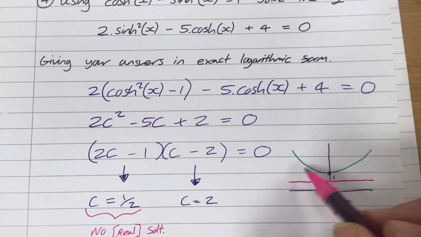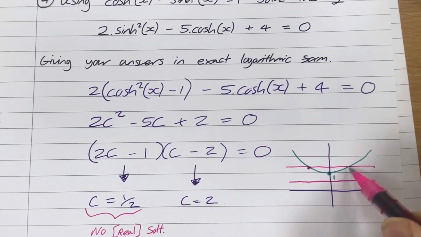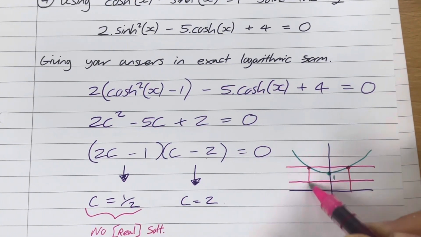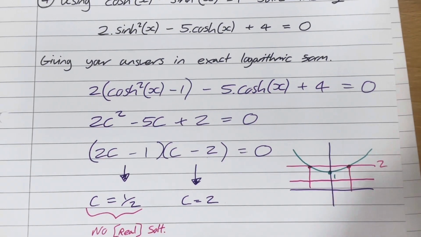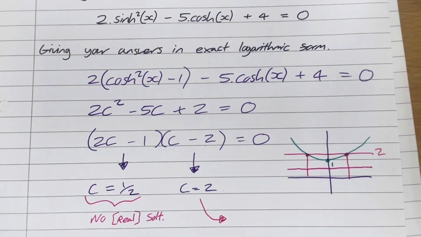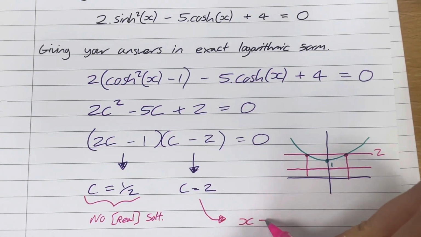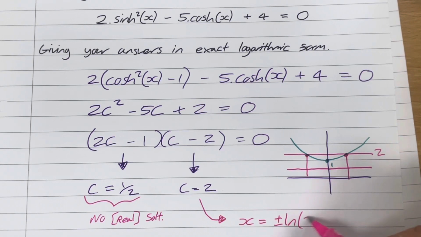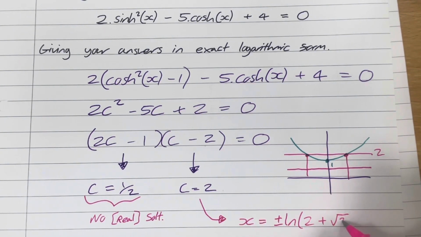And then cosh of x equals 2. Well, actually, we've already solved that one because that was question 1 on the previous page. There's 2 solutions there. And I'm just going to write the answers down because we have already solved that equation. x is going to be plus or minus the natural log of 2 plus the square root of 3.